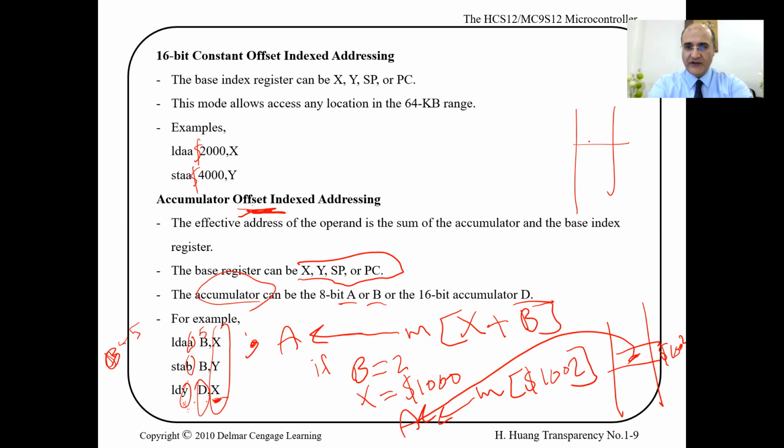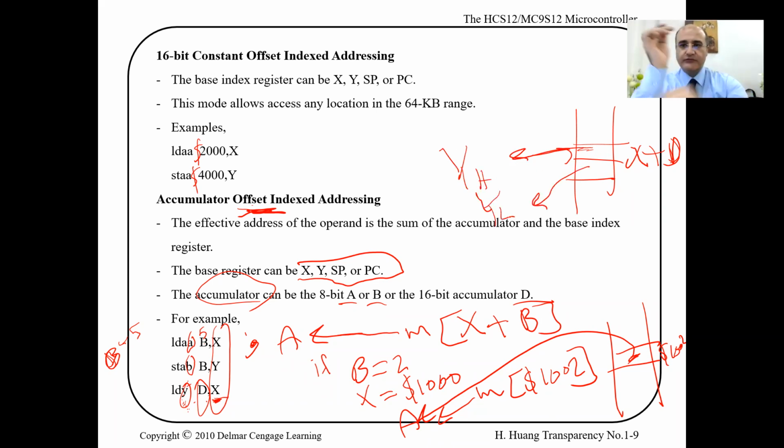In the end, you're pointing to an address. Okay, this is the address X plus D. You're going to load to Y. Y is 16-bit, so you load this part to Y high and this byte to Y low.